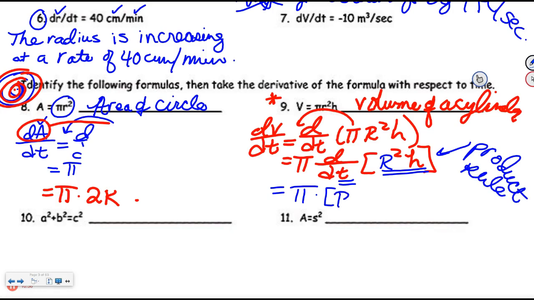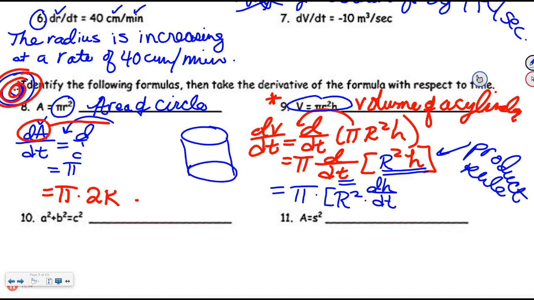You would do first function, which is r squared, times the derivative of the second with respect to time. So we would have dh dt. Do not call it h prime. By the way, just for the situation, this is a cylinder. And you'll notice that as the radius gets wider, it's going to affect the volume. And as the cylinder gets higher, it will also affect the volume. So that's why they're called related rates. All those changes affect the other ones. If I shrink down the radius, the volume will change, and so will the height.